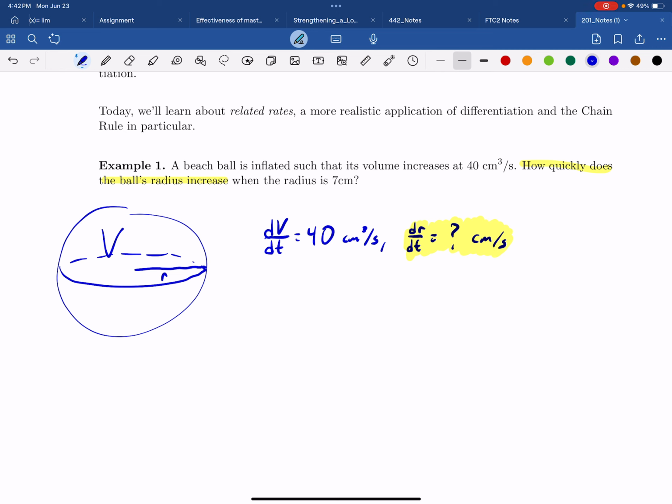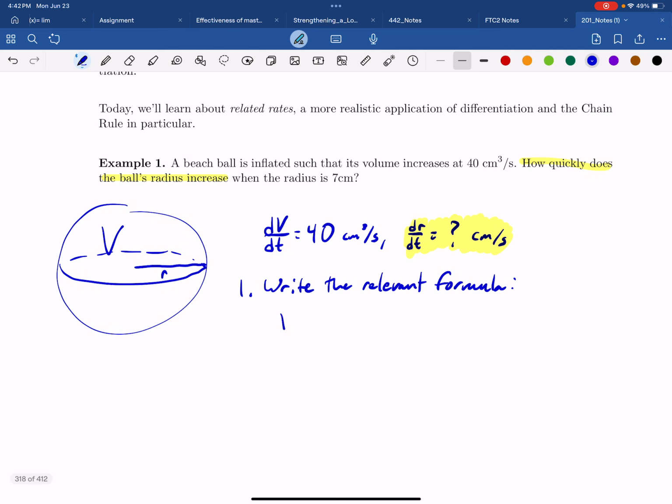So the way that we solve the problem is in the following steps. Step 1, write the relevant formula. Now in our case, we see that the volume of the sphere is related to the radius of the sphere. So we write the formula that relates the volume and the radius of a sphere, or a ball. Well, that, we should know, is 4/3 pi r cubed. If I give this to you on a quiz or a test, I will tell you the formula, even though we all should know the formula of the sphere.